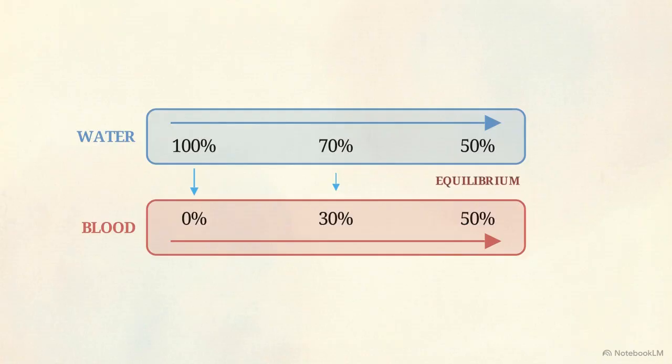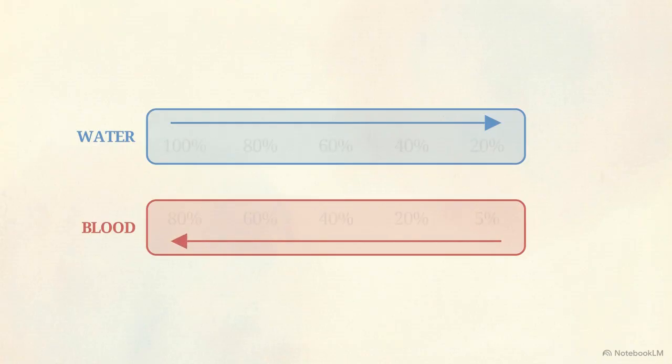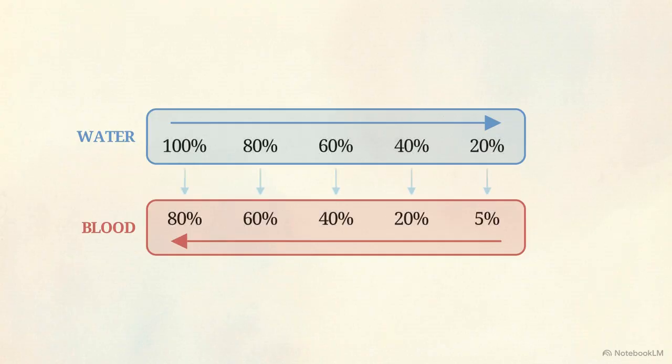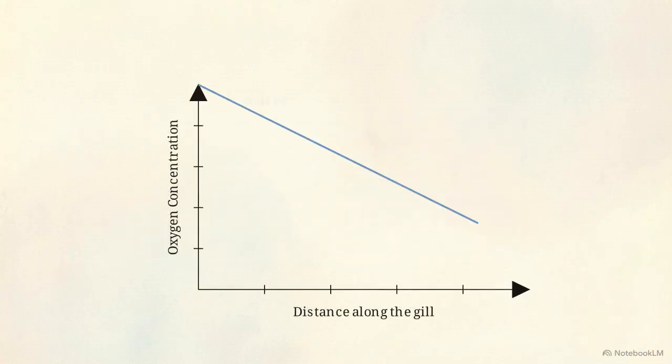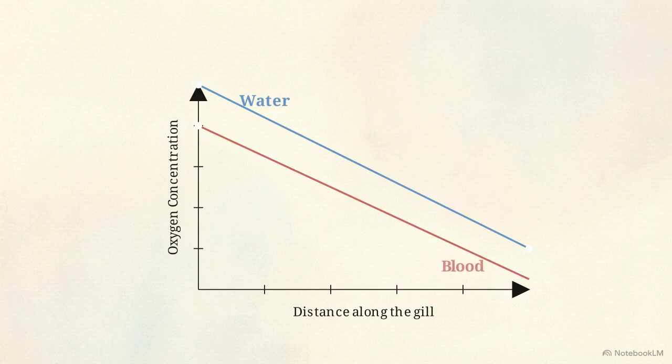To see why direction matters, consider parallel flow. Blood and water move together, eventually reaching equilibrium. Diffusion stops at 50%. Bony fish bypass this with a countercurrent system. By running blood opposite to water, blood always encounters slightly higher oxygen concentration. Because the blood is always meeting fresher water as it moves along the gill, equilibrium is never reached.